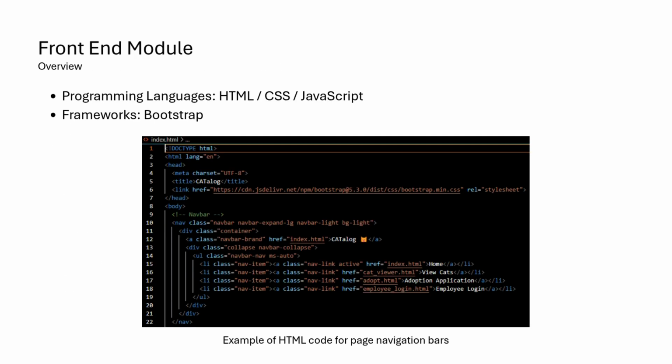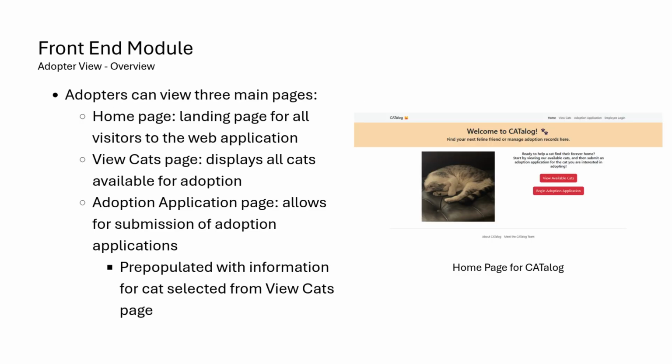Since Catalog is a web-based application, our group decided to use HTML, CSS, and JavaScript to create the front end. We also utilized a framework called Bootstrap to help us design the user interface. Catalog's front end consists of two different views, one for potential adopters and one for employees. Adopters can view three main pages: the home page, the View Cats page, and the adoption application page.